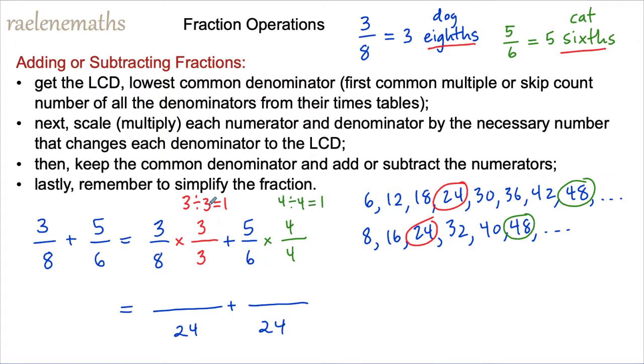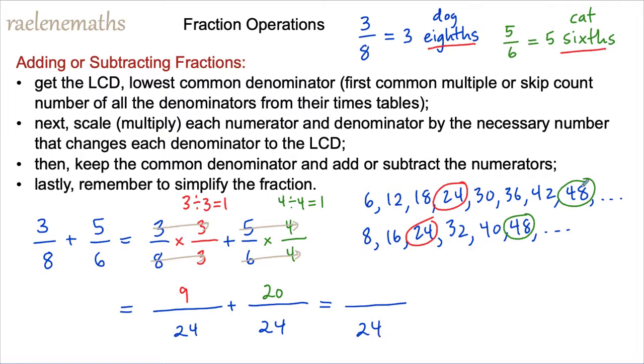And so now we just multiply straight across, so there is multiplication involved in the adding or subtracting steps. And now we have 9/24 plus 5 times 4, which is 20/24. The next step is to keep the denominator common.